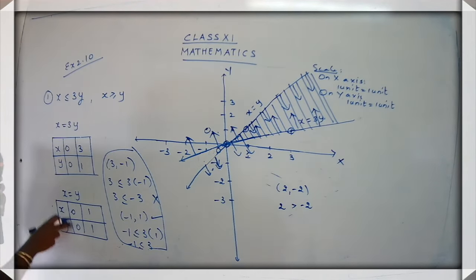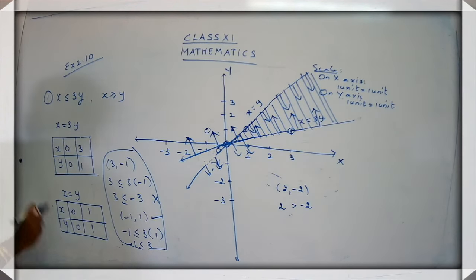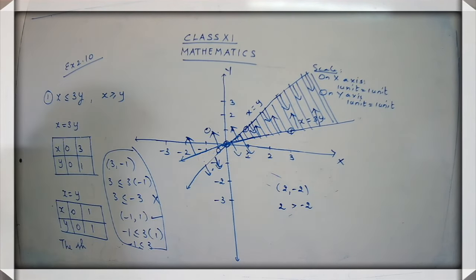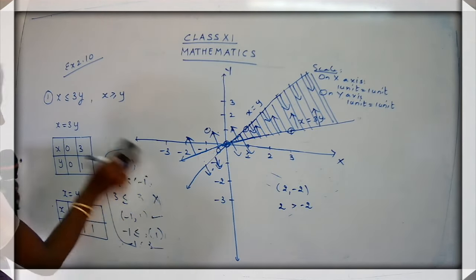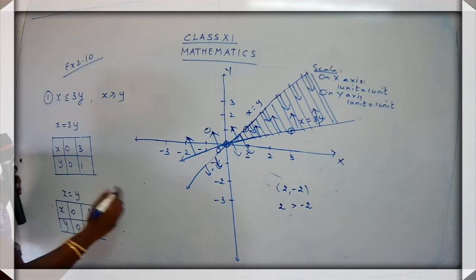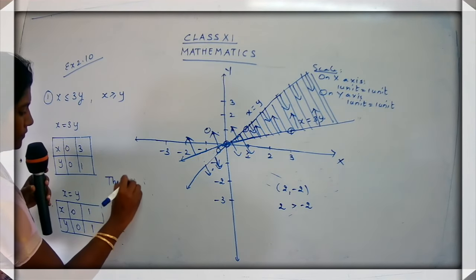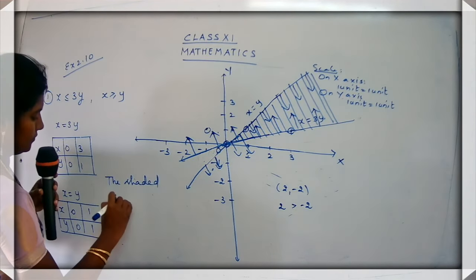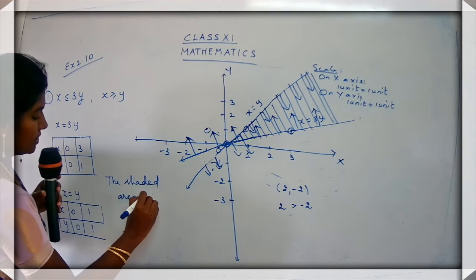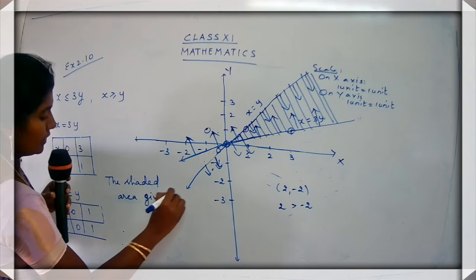So you would have drawn a table here, yes, children? So at the last you write down, the shaded region is the required area or required region. So below the table, you're going to write on the final step. I'll just write down here. The shaded region or the shaded area gives the required region.